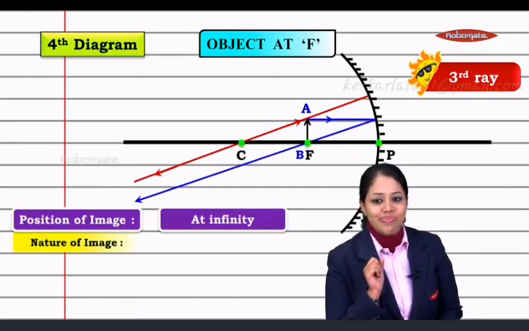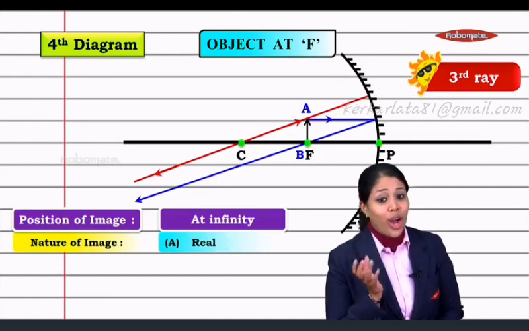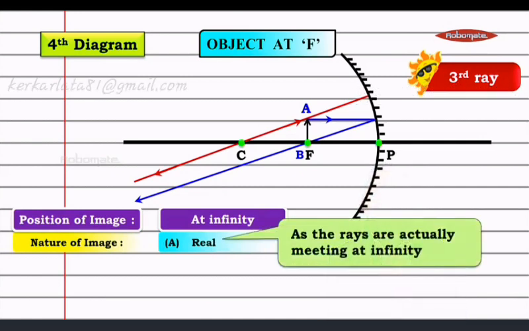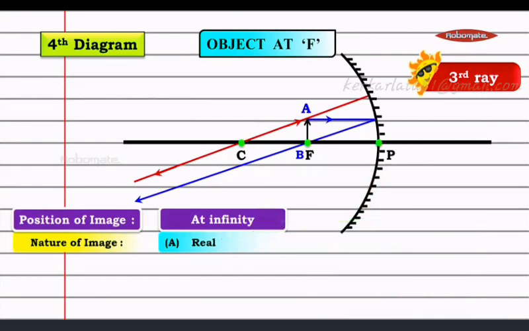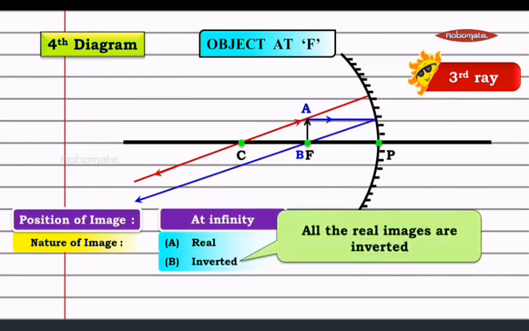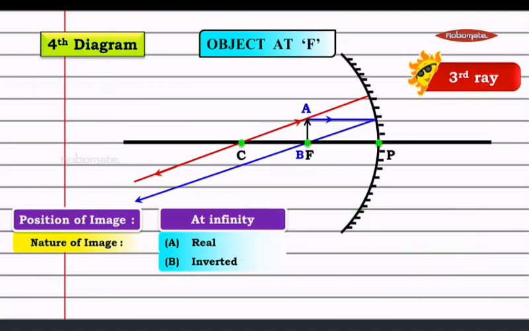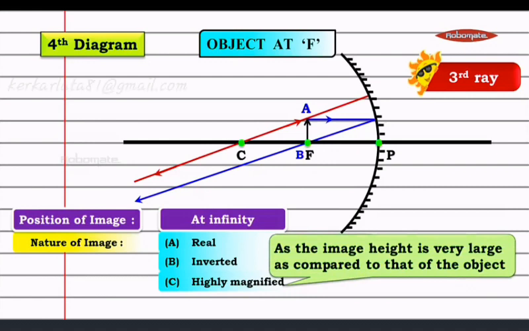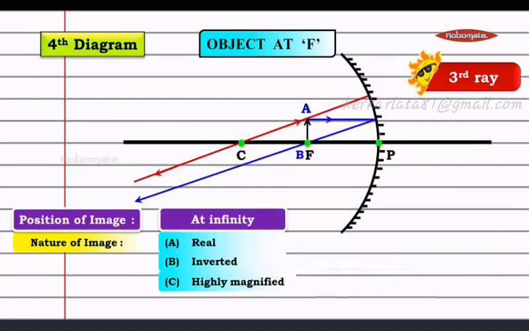Next comes nature. Nature, first is real. Why real? You all know. As the rays are actually meeting, but where are they meeting? At infinity, very far, right? The next one, if they are meeting, if it is real, then you all know it is inverted. So real images are always inverted. Finally, you will get an image which is very, very big, right? Because the rays will meet very far. So I say the image is highly magnified. Why highly magnified? As the image height is very large as compared to that of the object. So that is the 4th diagram, object at focus.